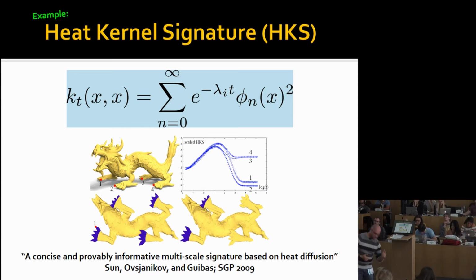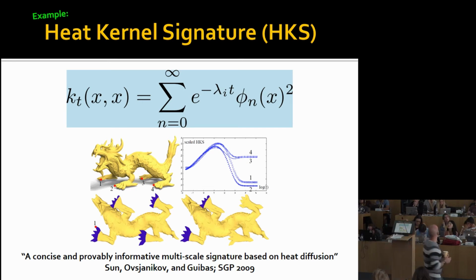So the heat kernel signature is a way to describe a point on a surface where you put a unit of heat at that point, and then you just sit at that point and you measure how much heat is left as a function of time. And that is a function over time per point on the surface. It turns out to be an extremely effective way to distinguish points from one another on a domain.